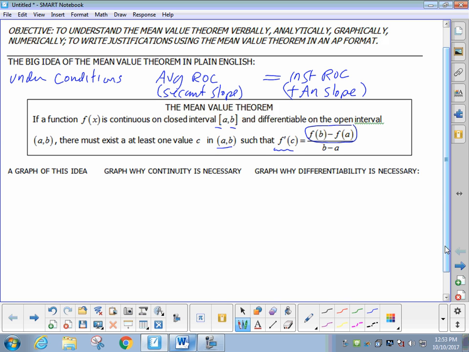Let's draw a picture to show the big idea. Consider this curve. Would you draw a nice cubic like this? This endpoint that is included is a. This endpoint, which is included, is b. Okay? The idea of the mean value theorem is if you look at the average rate of change between the endpoints, that's the slope connecting the 2 points.